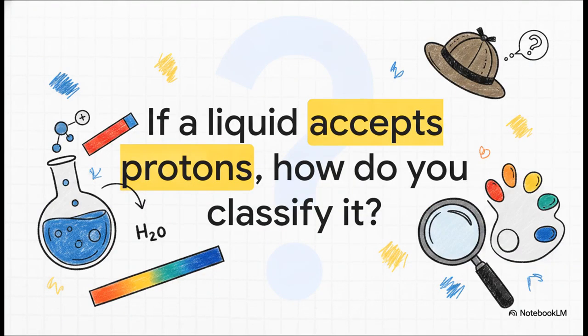So, I want to leave you with a quick thought to really test your detective skills. Imagine you're in the lab and you find a brand new, unknown liquid. If this liquid accepts a proton from water, how would you classify it? And what safe laboratory tool would you use to prove it? Think about those proton catchers and our color-changing chemical detectives.